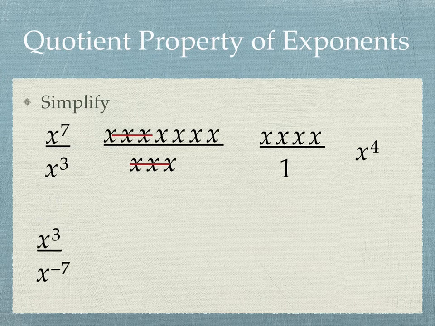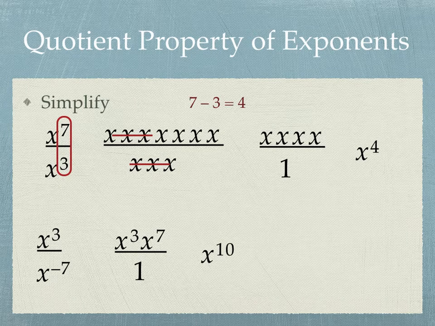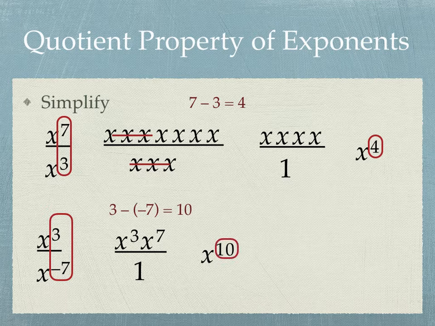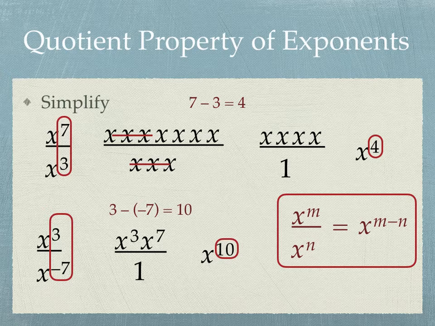Now, let's take a look here. We have a negative exponent in the denominator, so we can rewrite it this way. And that's going to become x to the 10th. And now let's look more closely at these exponents. 7 minus 3 equals 4, which is exactly the exponent we ended up with. 3 minus negative 7 equals 10. So the quotient rule, or quotient property, would say x to the m divided by x to the n equals x to the m minus n.